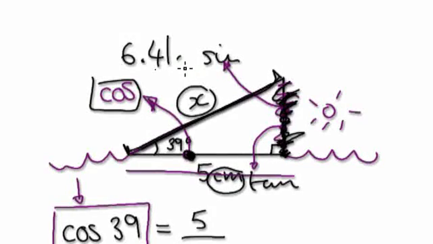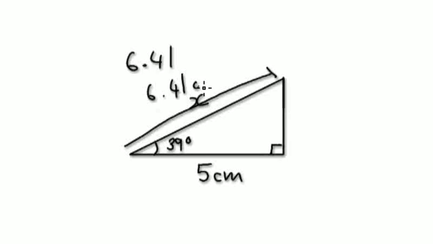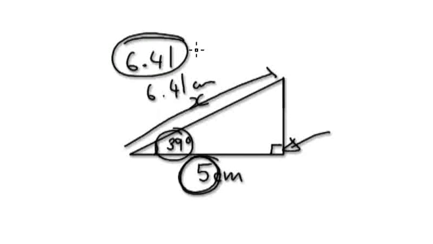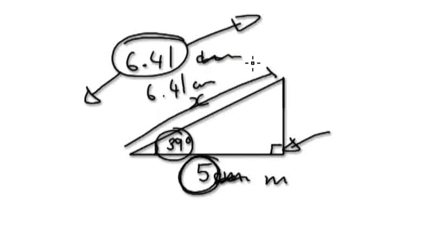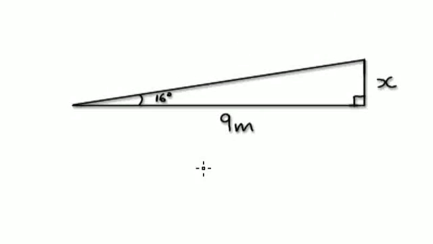Because we're working in centimeters, this will be centimeters. If you look at this triangle here, this length here is 6.41 centimeters. So if you have the length here of 5, this angle is 39, and this is 90, then the hypotenuse must be 6.41 centimeters. If we're working in meters, then this will be 6.41 meters. If you're working with 5 elephant trunks, then this will be 6.41 elephant trunks. Okay? So the next example, this one here.